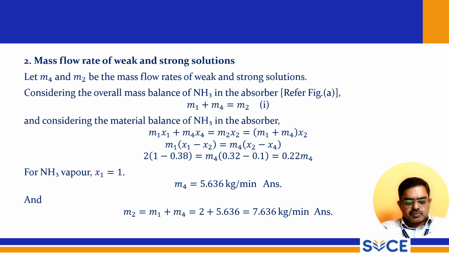So that is equal to 2 plus 5.636, so that is equal to 7.636. So that is M2. M2 is the strong solution mass, and M4 is the weak solution mass. These are the two we have to find. So this is the answer for the second step. Now the third step.